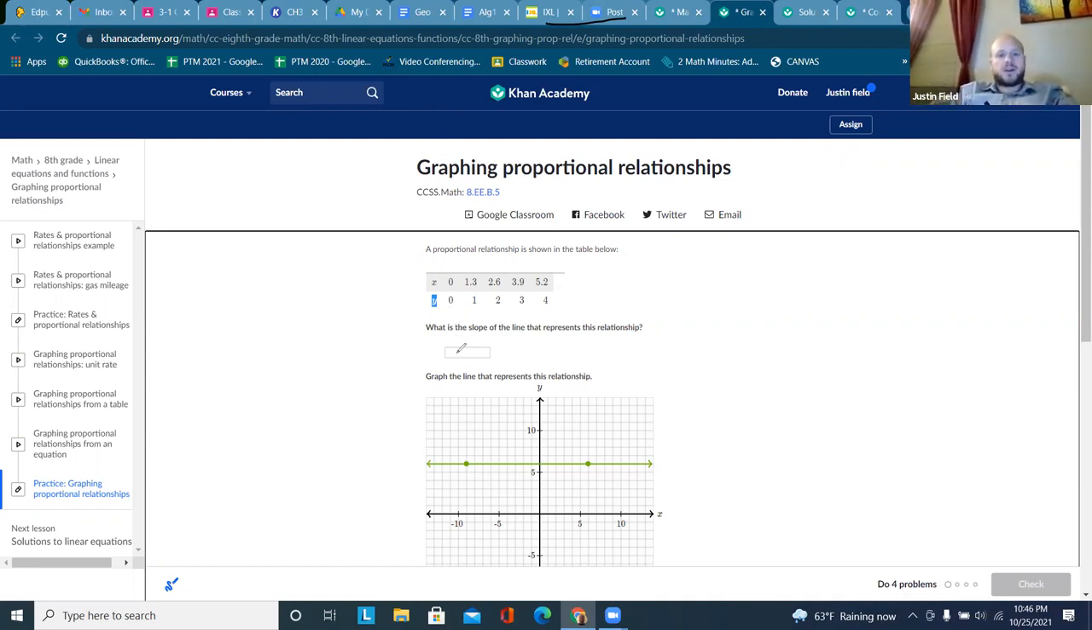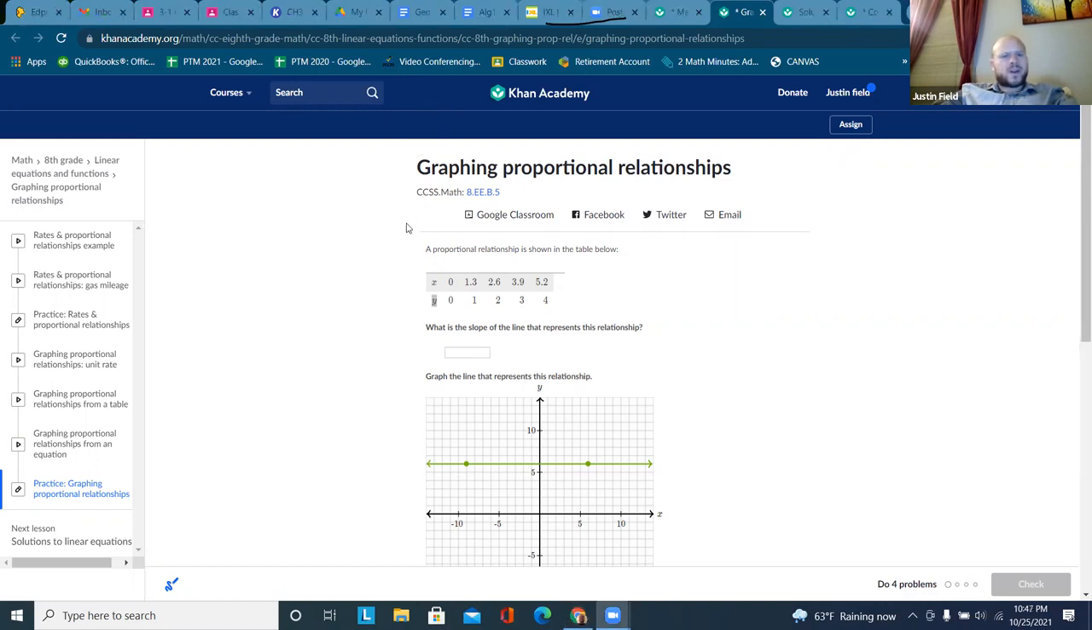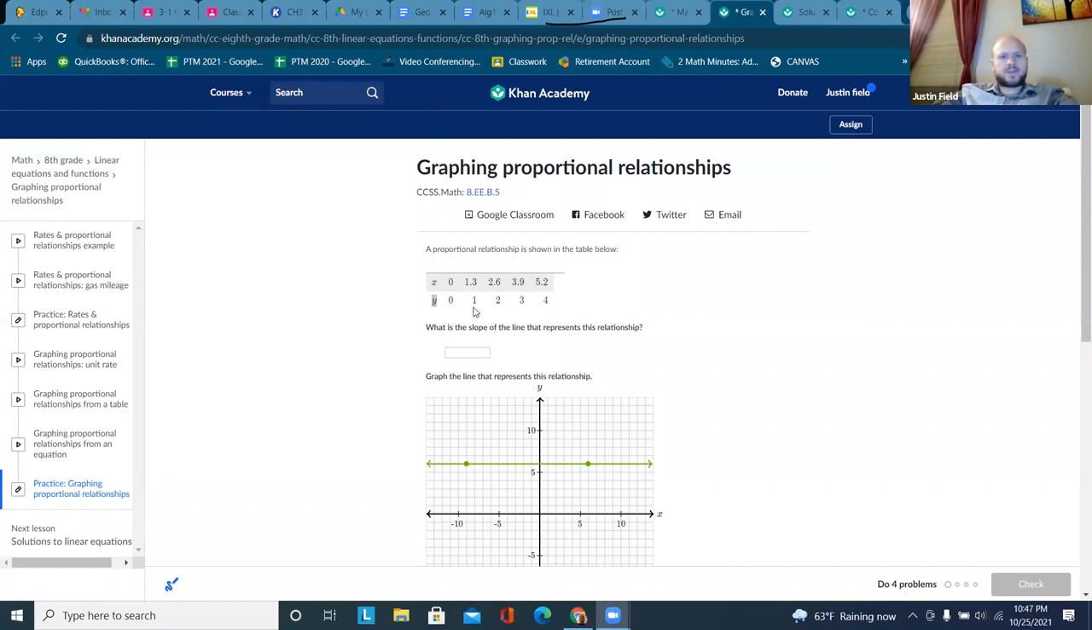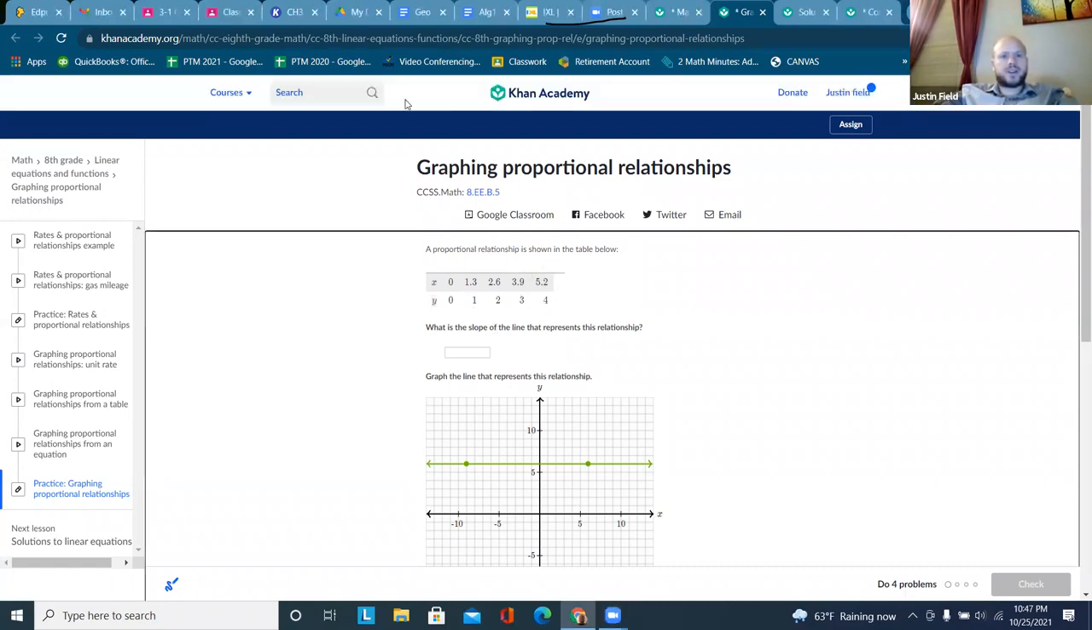Well, now we have a graph. Graphing proportional relationships. So what is the slope of the line that represents this relationship? Graph the line that represents this relationship. Wow, they're just really starting you out on something. Okay, so let's talk about slope.